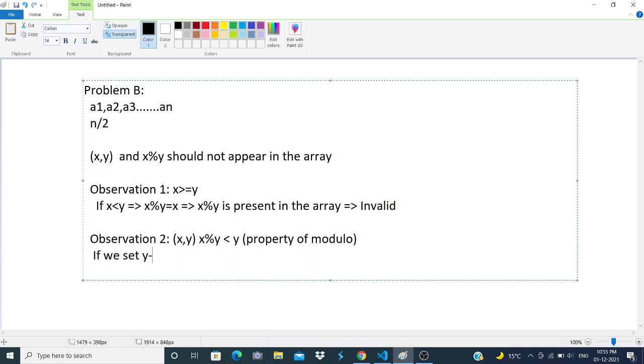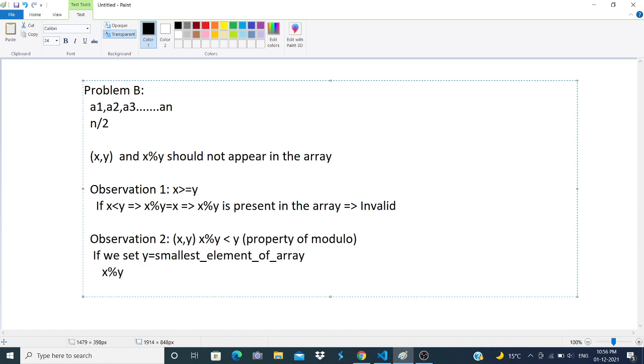So if we set y equal to the smallest element of the array, then we know that x modulo y will be lesser than y, right? And since we have set y to be the smallest element, we know that x modulo y will also be lesser than the smallest element.